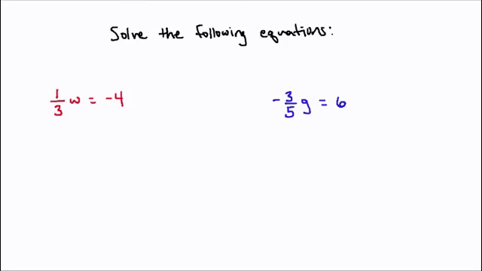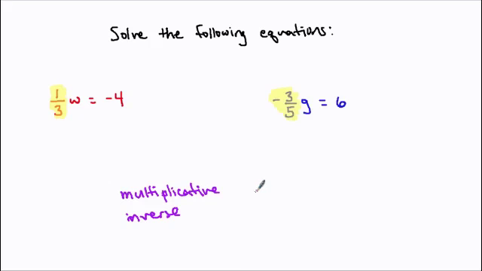The second type of equations that involve rational numbers are ones that have a coefficient as a fraction. So if we take a look here, you'll see that we have 1/3 as the coefficient, or the number being multiplied by the variable, and in the equation on the left we have negative 3/5 as our coefficient. Now the key to these ones is using what is called the multiplicative inverse.